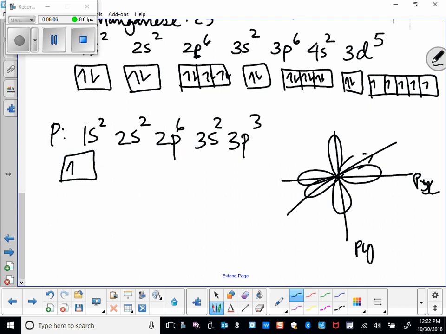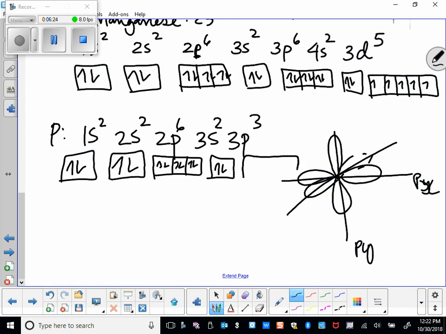1. It contains 2 electrons, up and down. How many boxes will I draw for 2s? 1, up and down. How many will I draw for 2p? 3. And it's completely filled. Is that right? Then comes 3s. So how many will I draw? 1. Then comes 3p. So 1, 2, 3.